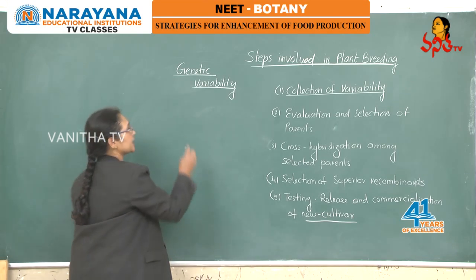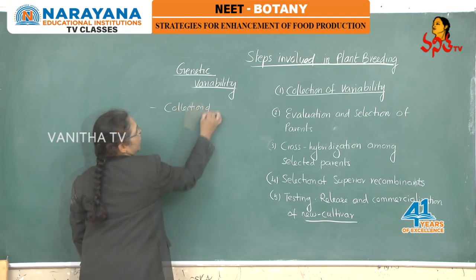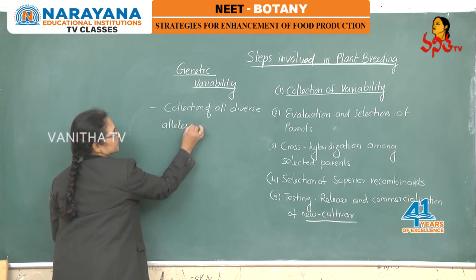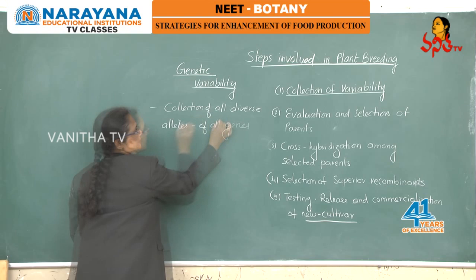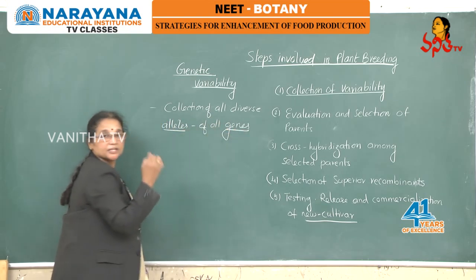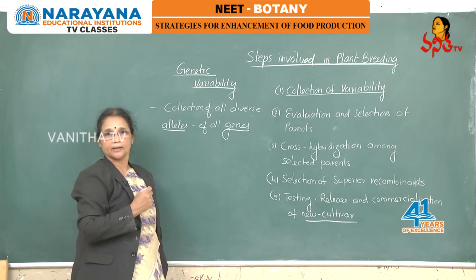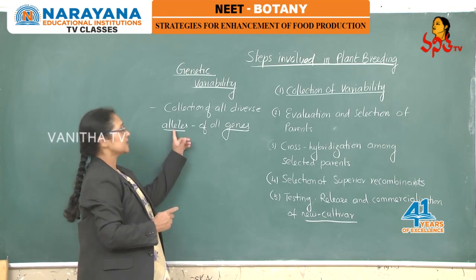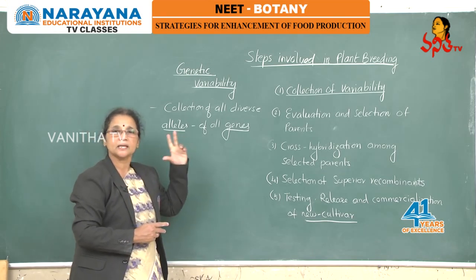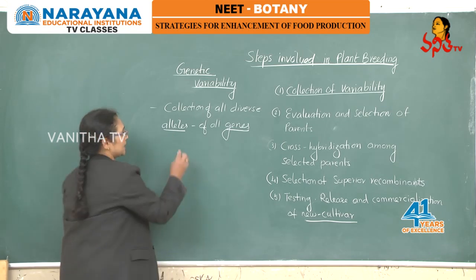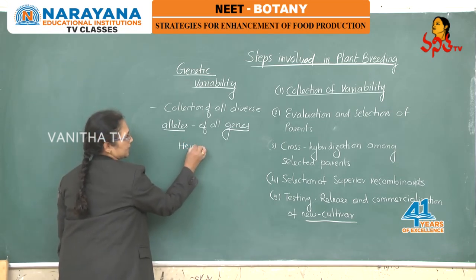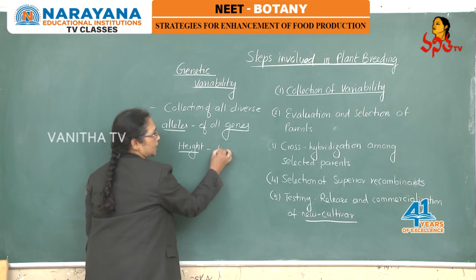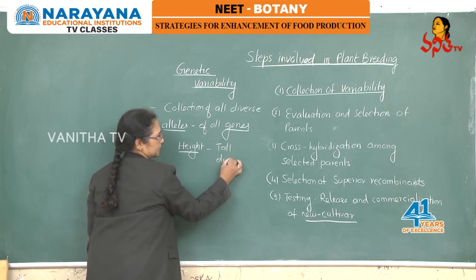So collection of variability means collection of all diverse alleles of all genes. Here you have to know these two words. A gene is a part of DNA which codes for one character, and similarly the different forms of a gene are called alleles. So a character contains many traits. For example, height is a character of the organism. In height many traits are there. We can say tall, dwarf, like that.